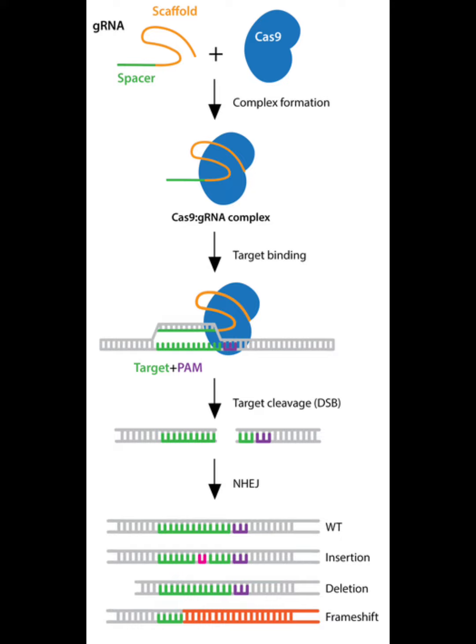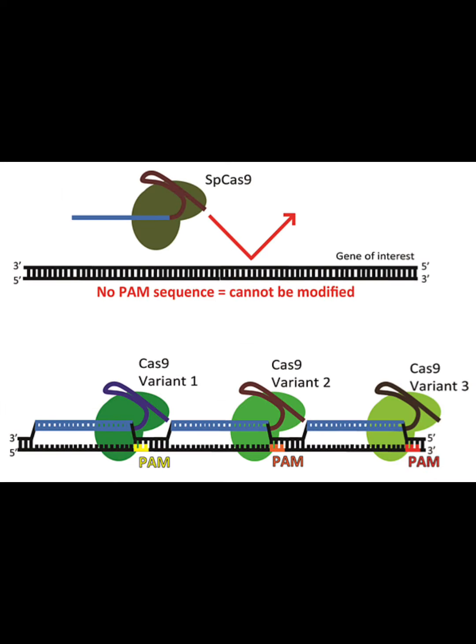If the nucleotides correspond to the ones on the guide RNA, the Cas enzyme will activate and initiate a cut through the DNA. The problem is that not all genes contain a PAM sequence. This makes them uneditable to most forms of CRISPR.